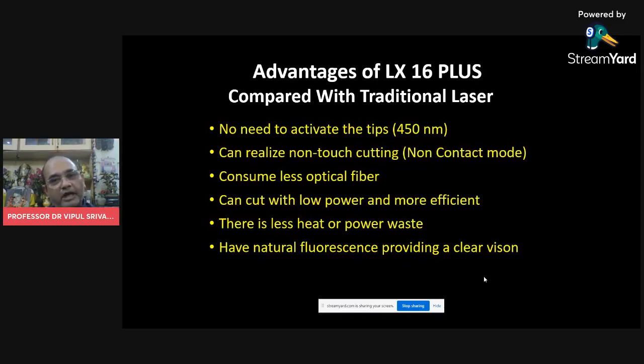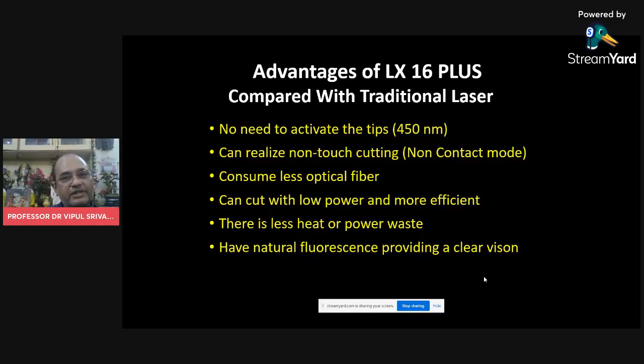What I mean by non-contact mode: if I'm using a traditional wavelength, like let's say 810, 940, 980, or 1064, I have to touch the tissue for cutting. Whereas non-contact mode means practically I'm not touching the tissue. I'm 0.5 to 1 or 1.5 millimeter away from the tissue, and still I'm able to cut the tissue. So this is one advantage. You don't have to activate the tip.